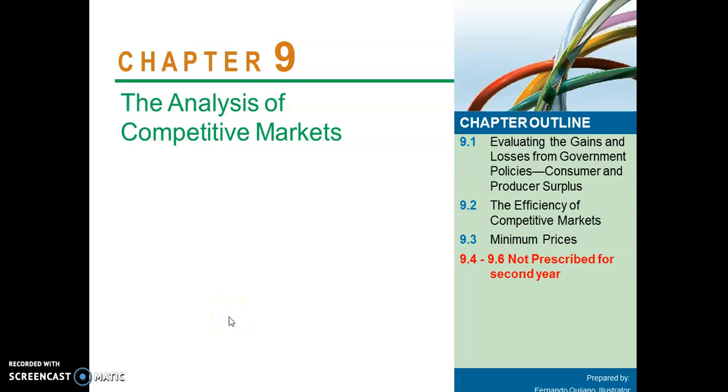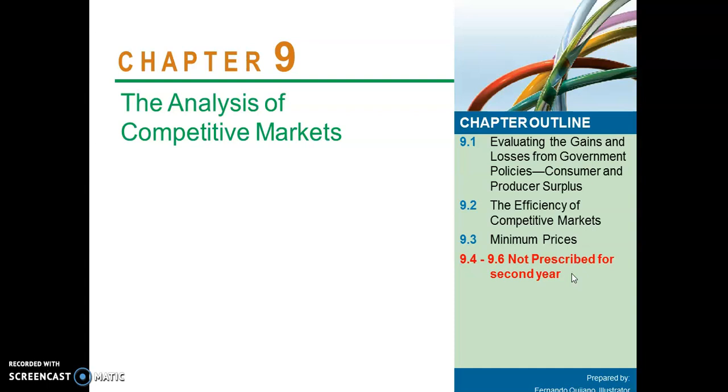Good day, ECO231 students. We are in week 9 and we will be doing chapter 9 this week. It deals with the analysis of competitive markets. Now, take note that you will be completing sections 9.1, 9.2, and 9.3. Sections 9.4 to 9.6 are not prescribed for the second year microeconomics. You would do that in your third year.